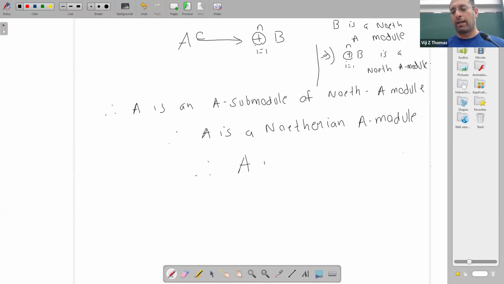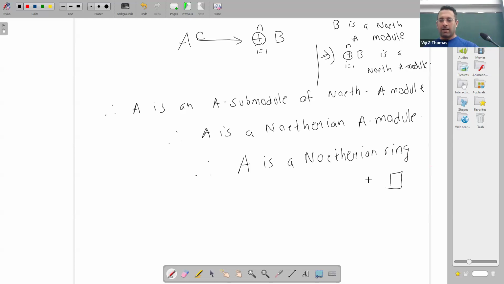Therefore, A is a Noetherian ring. And that's the end of it. That is what we set out to do. So I think I have taken exactly 1 hour. Yes. So I think that's the end of the proof.